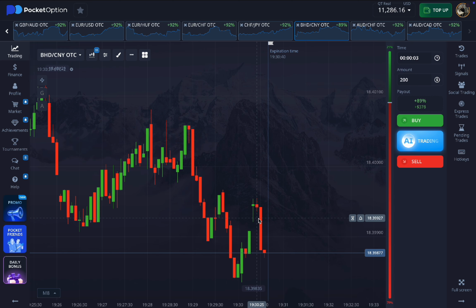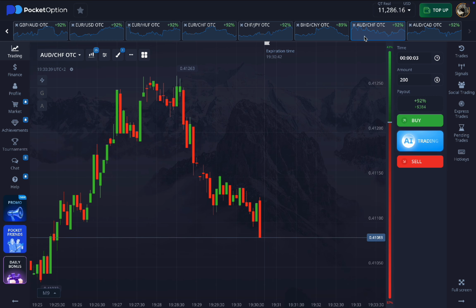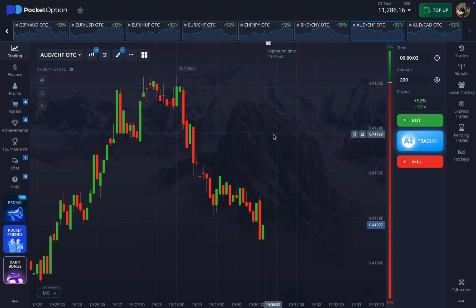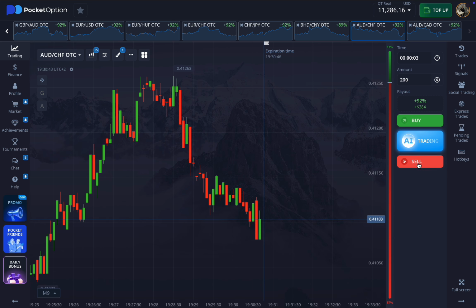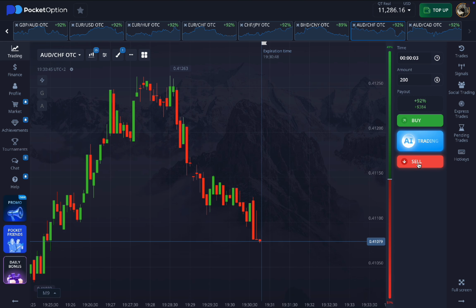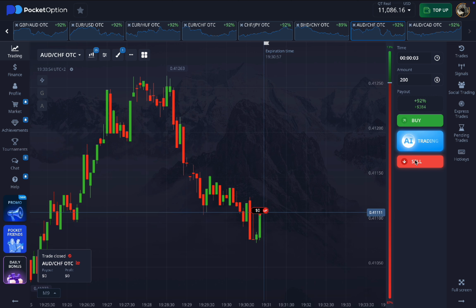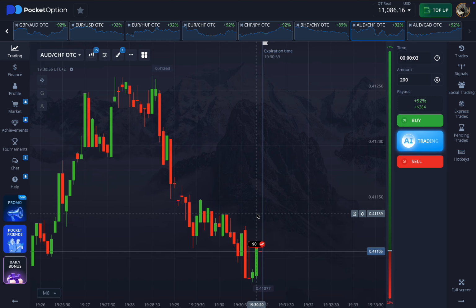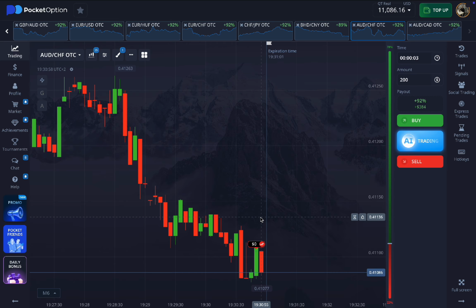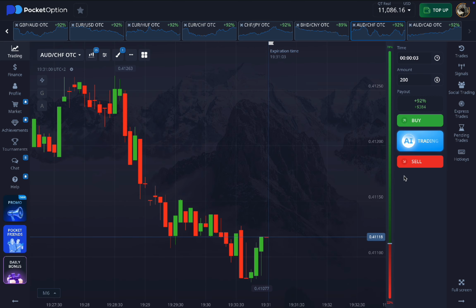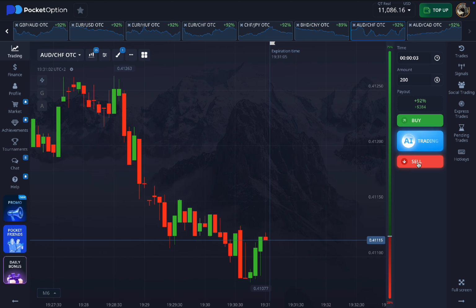Alright, let's switch to another currency pair. With this strategy, as I mentioned before, you'll have to switch between currency pairs frequently. Here we see a downward trend. We're waiting for a green candle with an upper wick, and after it closes, we'll open a trade to go down. Alright, our trade didn't work out. There is absolutely nothing wrong with that at all. Now let's patiently wait for another perfect opportunity to enter the market.